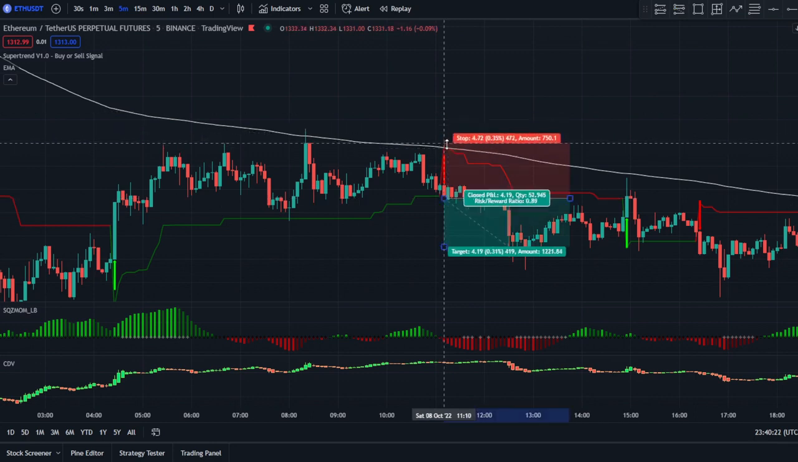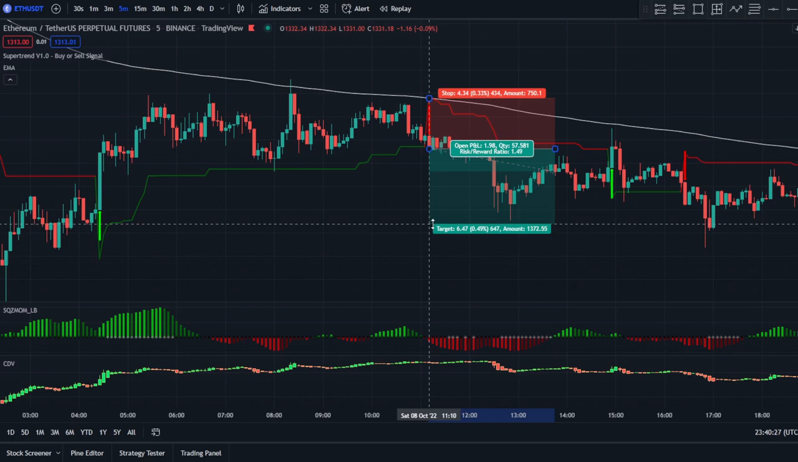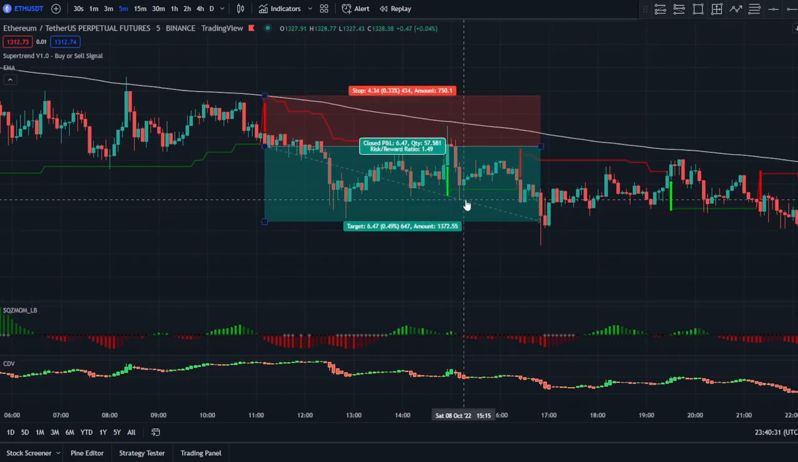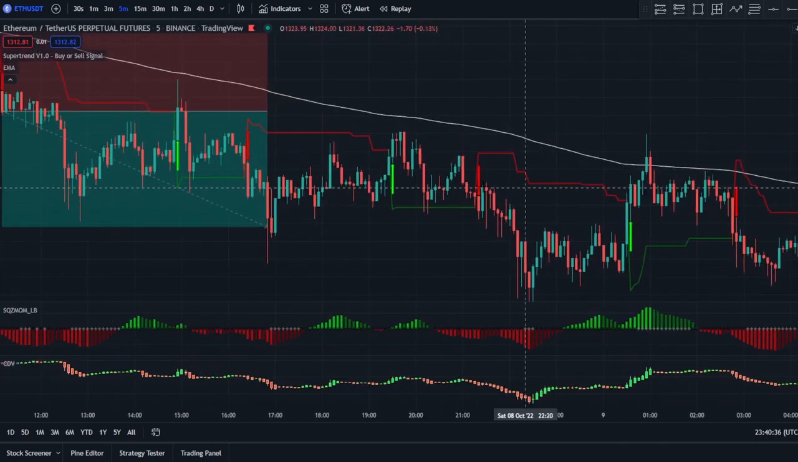So there's a winning position, stop loss at the EMA, and you take a 1.5:1. You guys can also take a 2:1 risk to reward ratio. Doesn't really matter, it just profits the same.